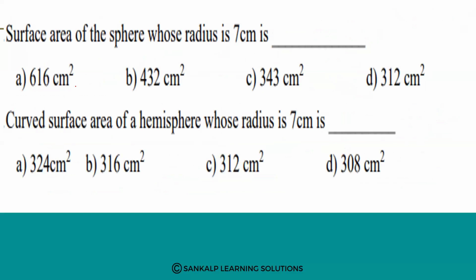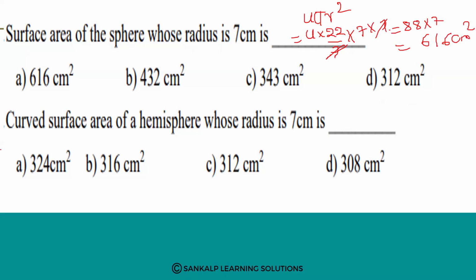The surface area of a sphere whose radius is 7 centimeter. So 4 pi r square, right? Here 4 into pi, 22 divided by 7, and the r value is 7 into 7. So 7 and 7 will get cancelled. That is 88 into 7. So here also it is 616 centimeter square. I think I have already solved this problem, right?